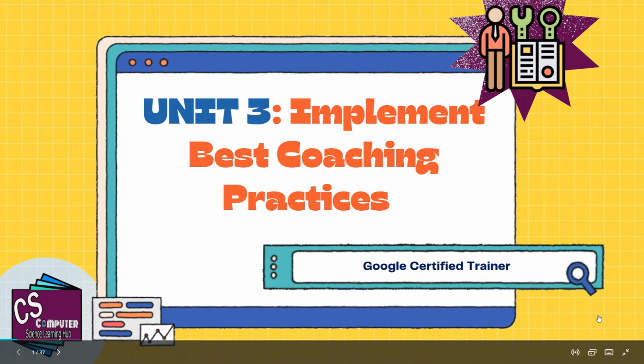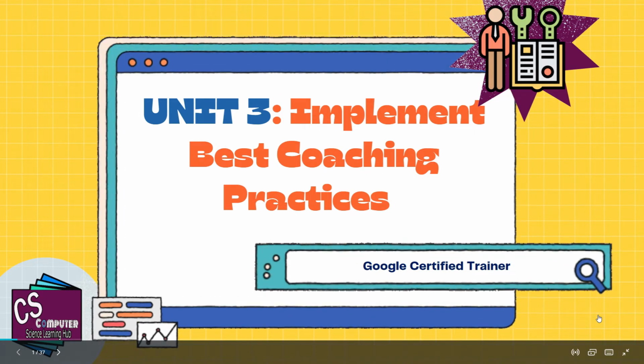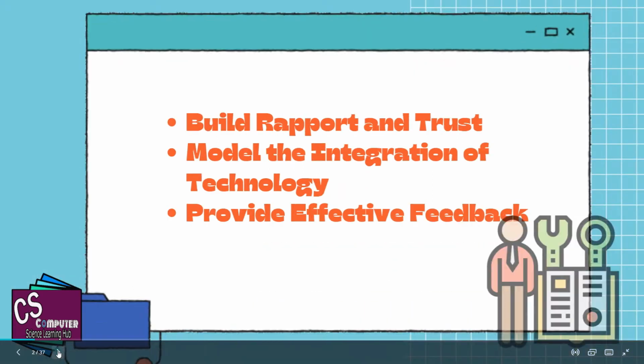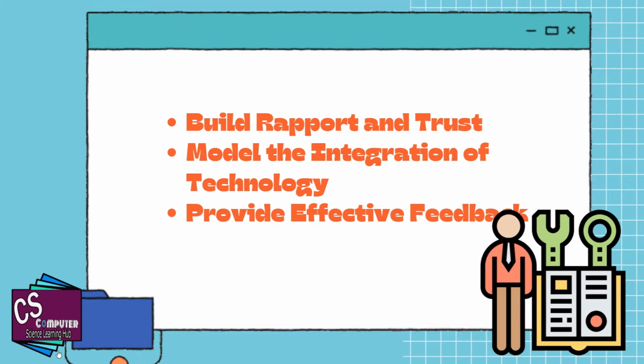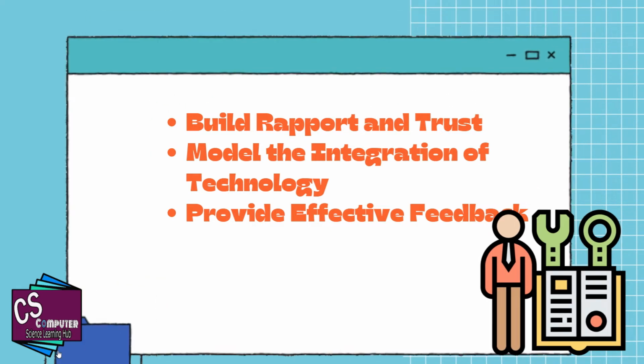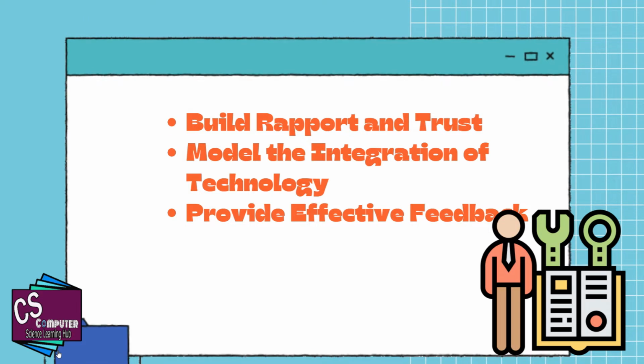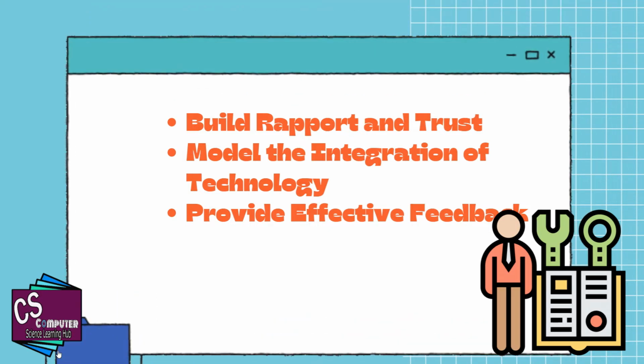Unit 3 is about implementing best coaching practices. In this unit, we will learn how to build rapport and trust, model the integration of technology, and provide effective feedback. So let's start.